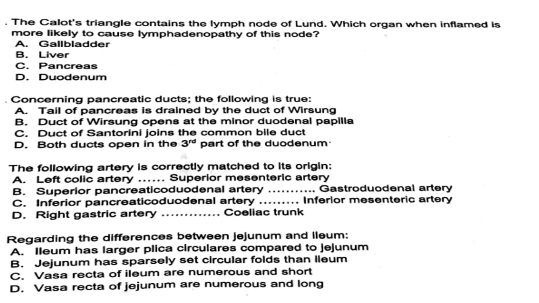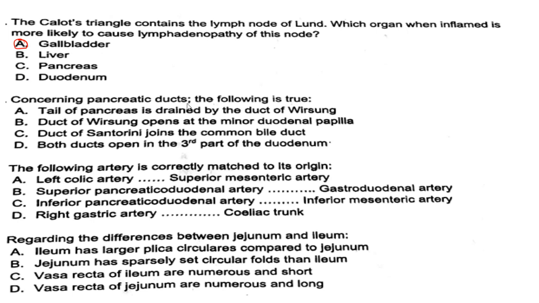The Calot triangle contains the lymph node of Lund. Which organ, when inflamed, is more likely to cause lymphadenopathy of this node? So we have gallbladder, liver, pancreas, duodenum. The answer is just the gallbladder.